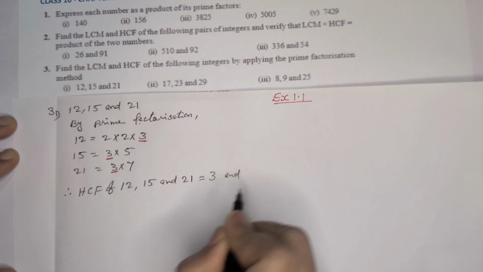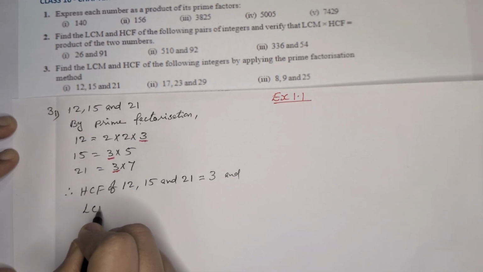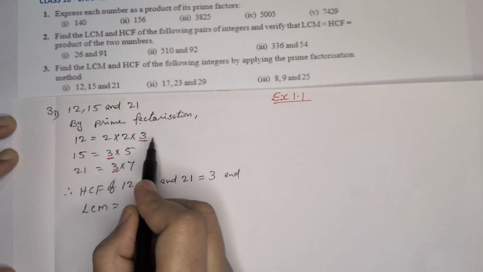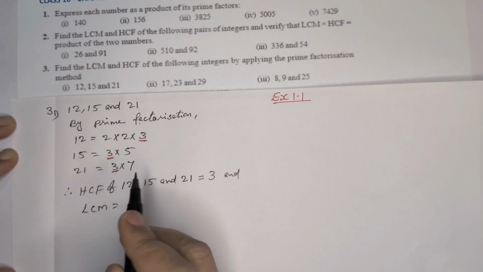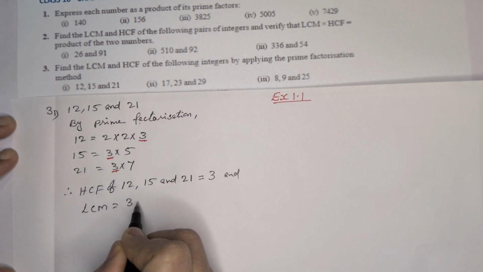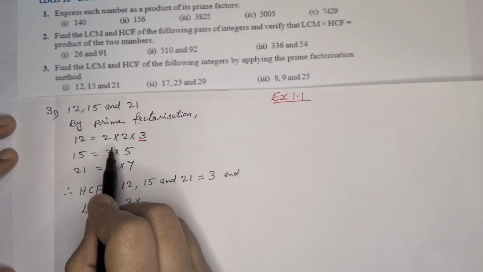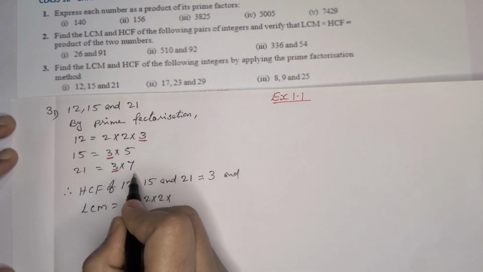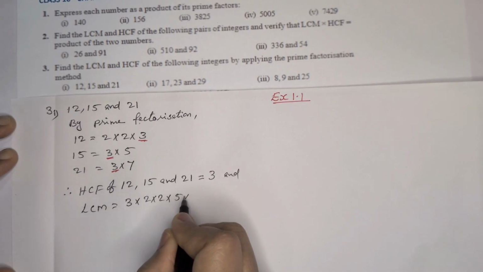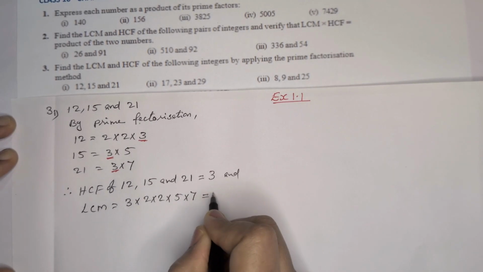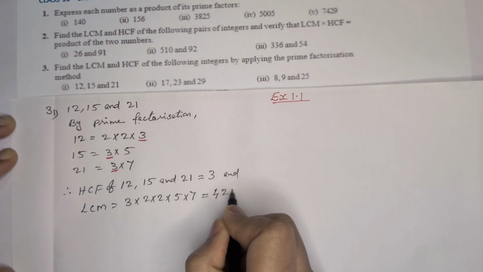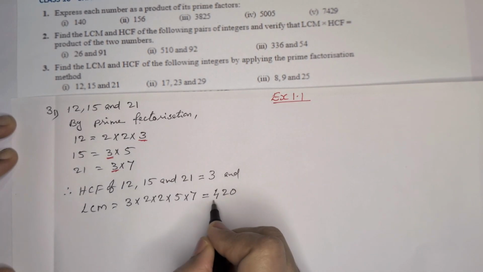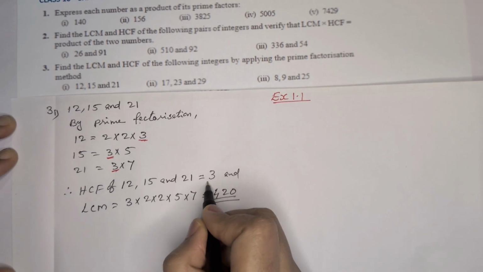And LCM of these numbers, we have to take 3 just one time, then the remaining numbers 2 into 2, 5, 7, which is equal to 420. So the LCM is 420, HCF is 3.